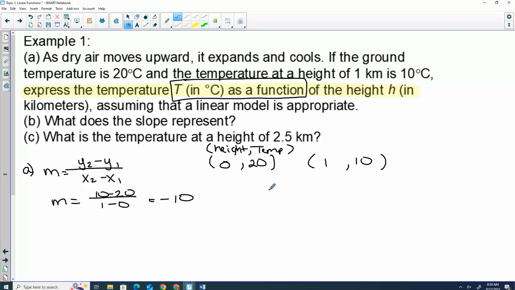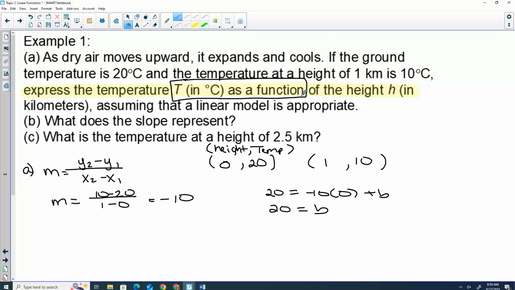But if you did y equals mx plus b, you just take one of your points. Your y was 20. We got our m to be negative 10. The x was 0 plus b. So 20 is our y-intercept, and we get it that way as well if we didn't catch it before.